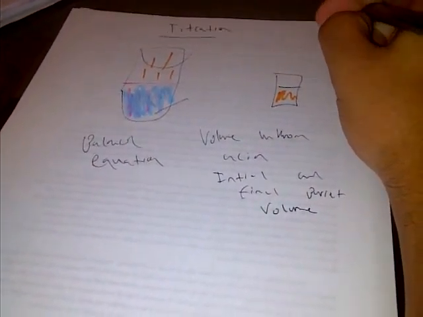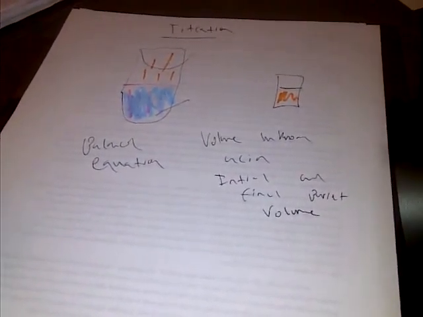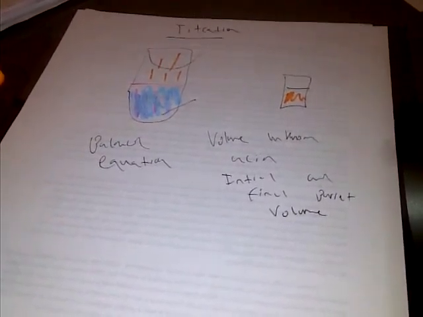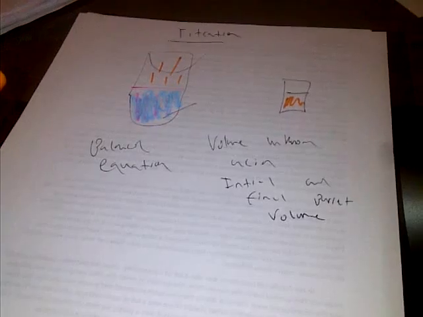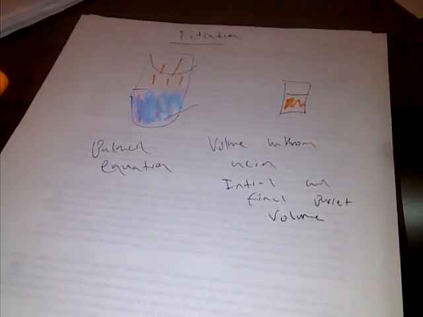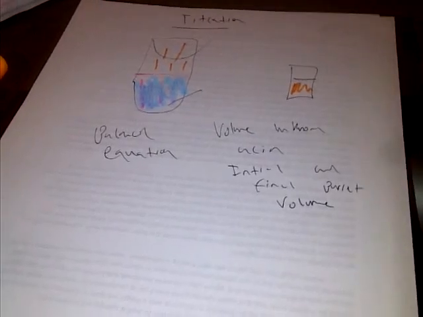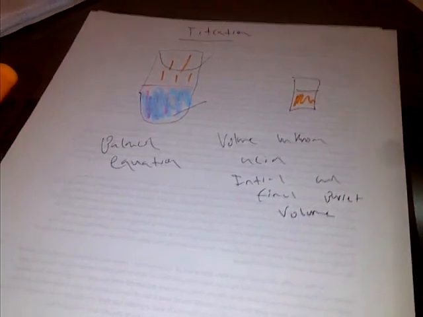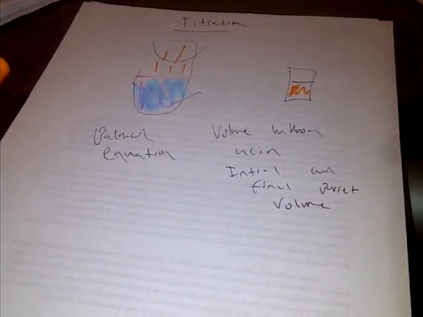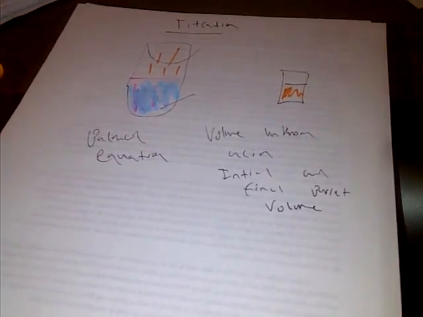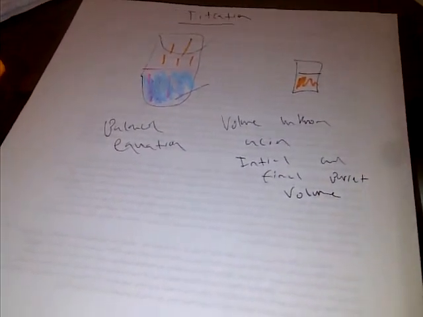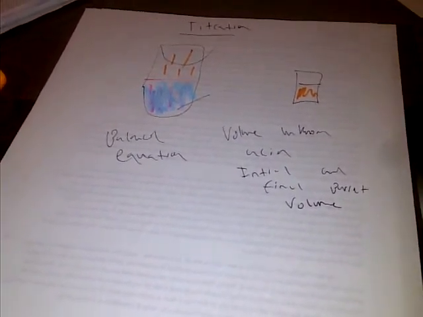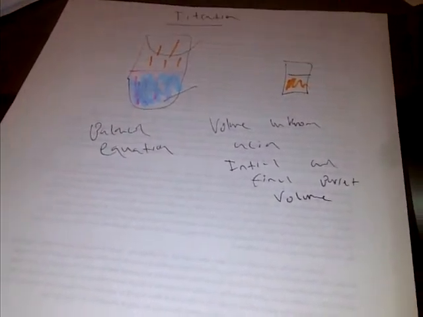And then we would do our calculations, which would be pretty easy. It would simply be the final volume of the burette minus the initial volume of the burette. Then we will find the moles of the first substance using the molarity, and then we would calculate the concentration of the unknown sample.